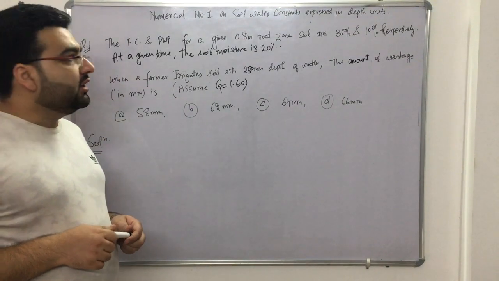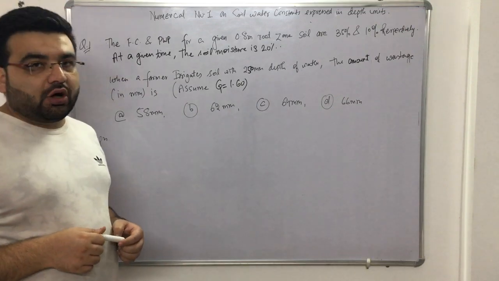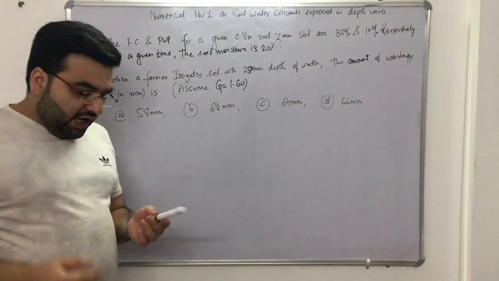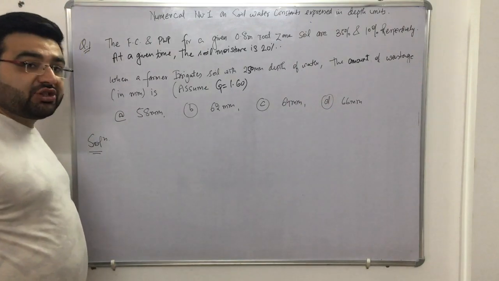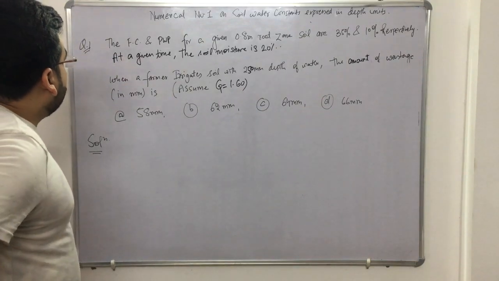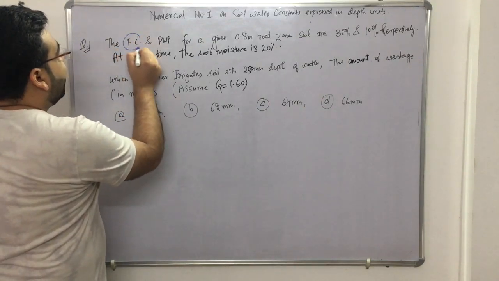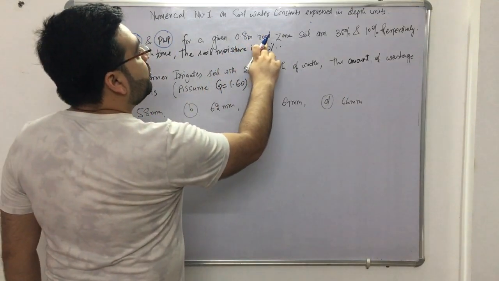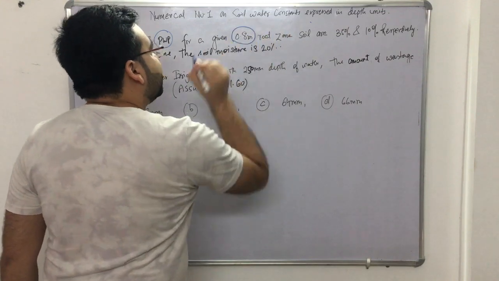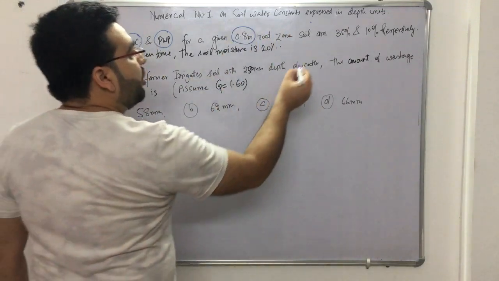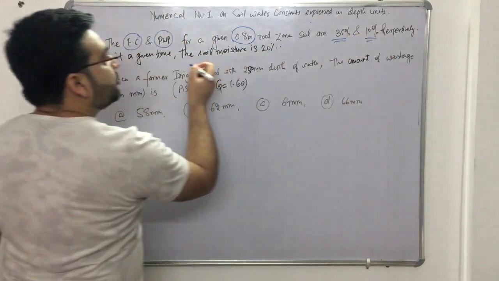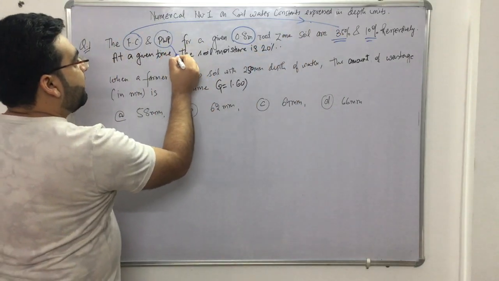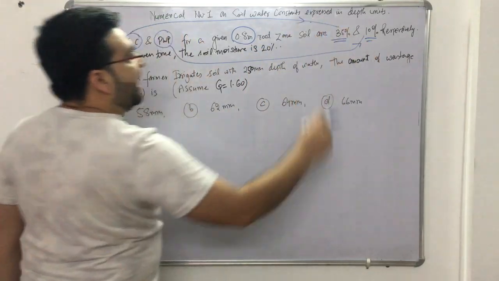Subject: Irrigation Engineering. Chapter: Soil Water Constants. Topic: Numerical number 1 on soil water constants expressed in depth units. Now students, it's time to solve a numerical based on the concept that we have already discussed. The question is: the field capacity and permanent wilting point for a given 0.8 meter root zone. So the root zone depth is given as 0.8 meters, and the soil's field capacity is 35% and permanent wilting point is 10%, respectively.